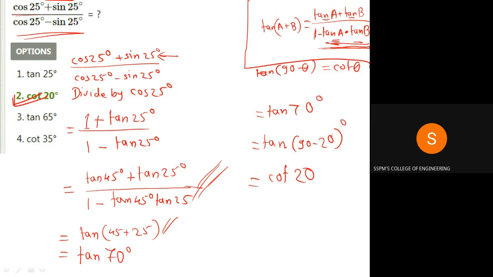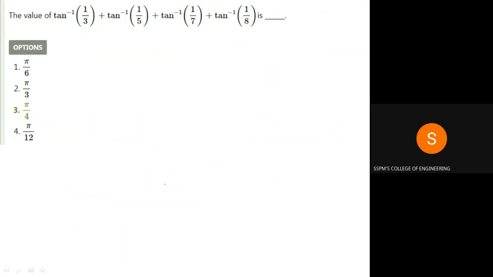Okay, remember these two formulas. This is the easier one, so you have to remember it. Such kind of examples can be solved with this formula. You just have to convert them into tan, then you can solve these examples easily. Next example.